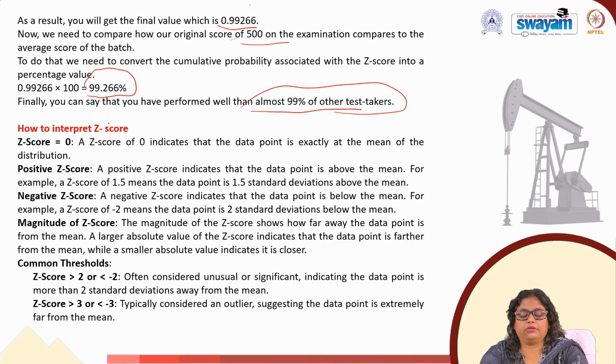So how do we interpret the Z score? If the Z score is 0, it indicates the data point is exactly at the mean of the distribution.